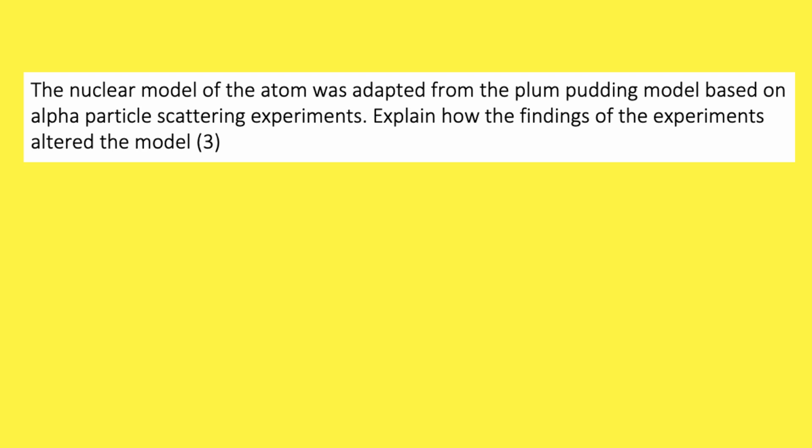The nuclear model of the atom was adapted from the plum pudding model based on an alpha particle scattering experiment. Explain how the findings of the experiments altered the model. 3 marks.